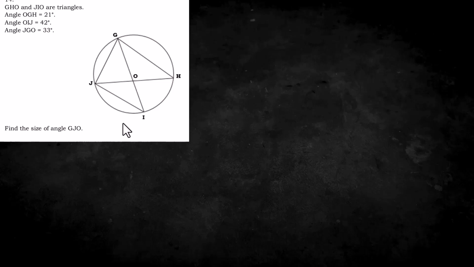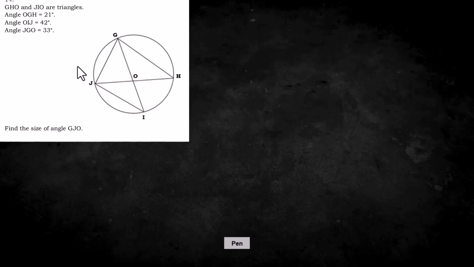GHO and JIO are triangles. Remember, JH is a chord, and O is the center here, the angle subtended at the center is twice the angle at the circumference. So if this side is x, this side will be 2x. Then we have the same thing here as well. If this side is also x, this side will be 2x.